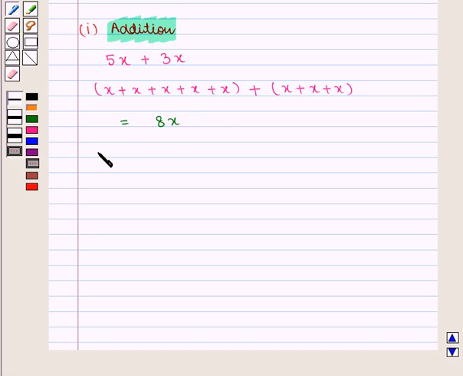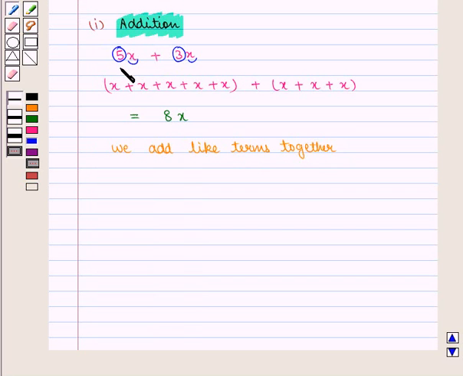For addition, we add like terms together. Here, coefficients of x are 5 and 3. So we add 5 and 3, and we get 8x. So we say that 5x plus 3x is equal to 8x.